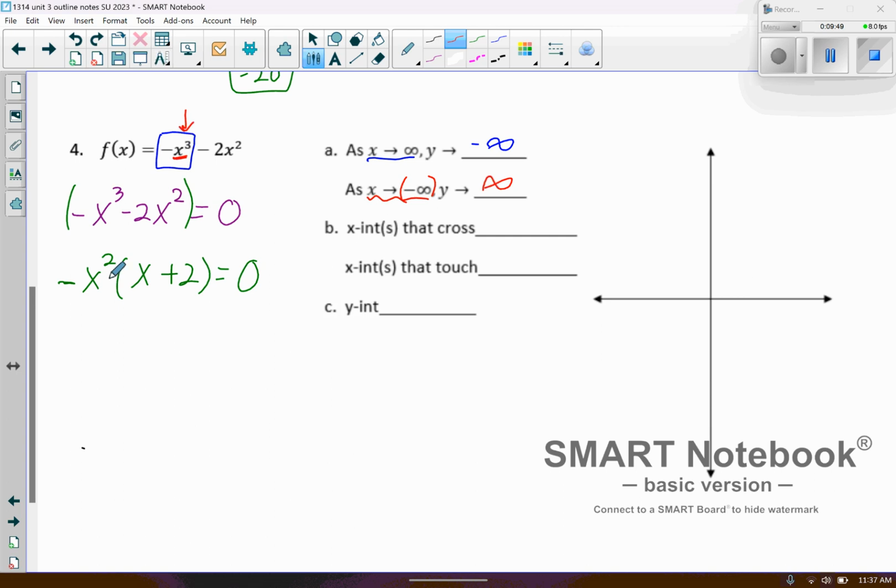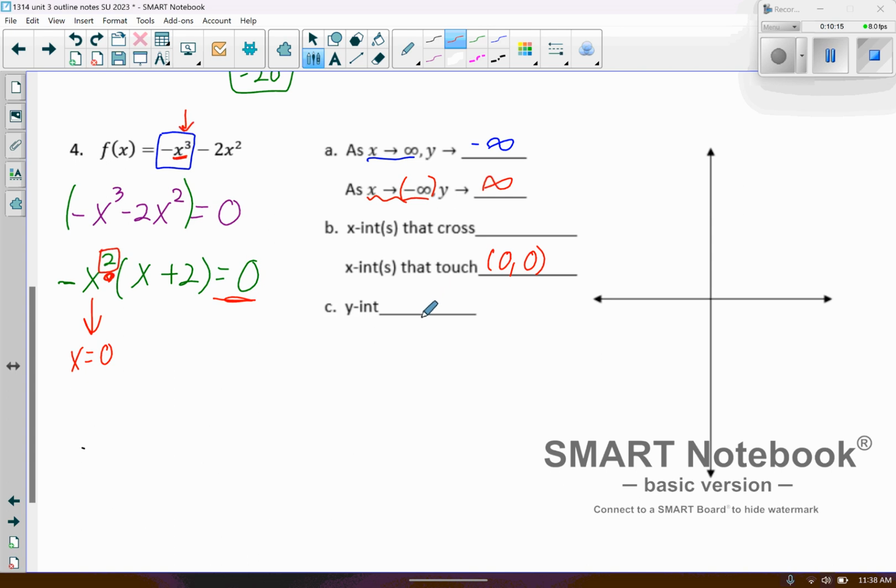Okay, so now these are my two factors, x squared and x plus 2. So x squared, that solution would just be at 0, and that has a multiplicity of 2, so that means it's going to touch and turn around. So when x is 0, that would make it equal 0. That's what this is right here. It would make it equal 0. So by the way, once again, that will be my y-intercept also.